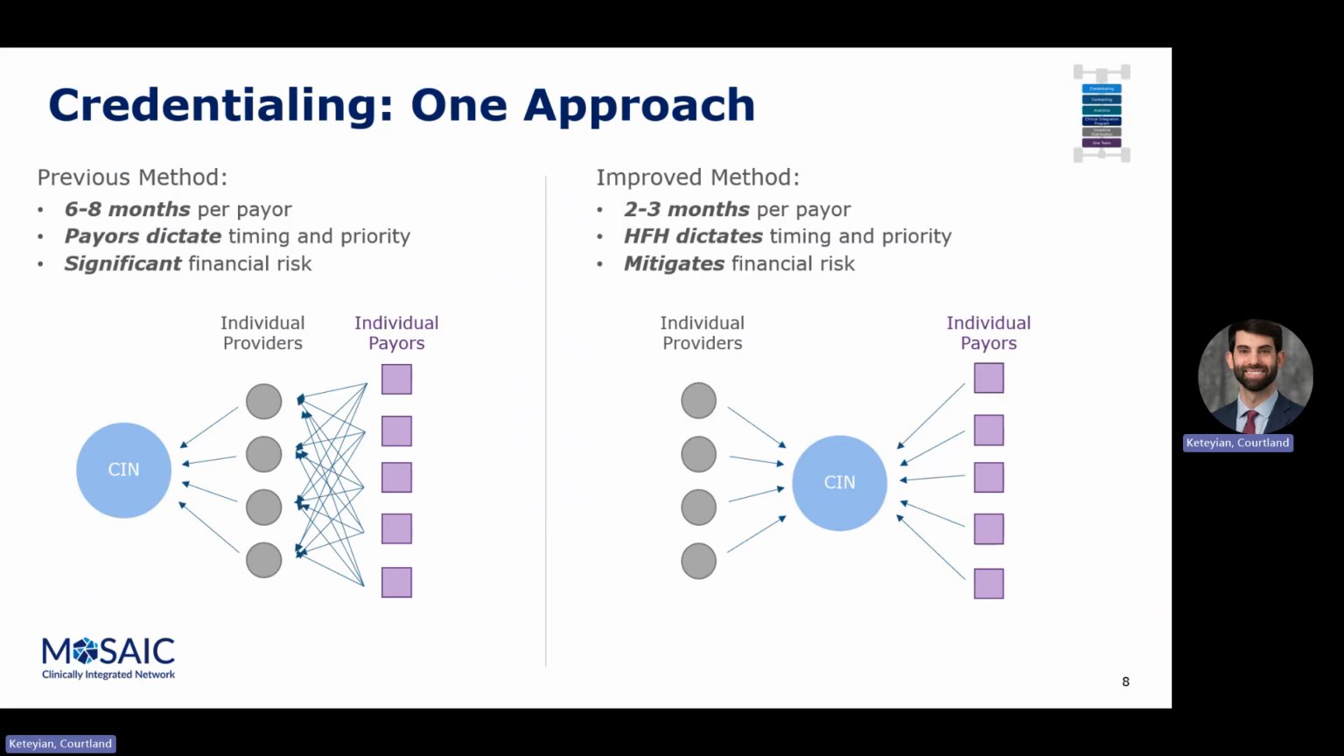What this has resulted in is a claim denial rate of basically 0.1%. So it's a very low denial rate, and that is obviously important for us in terms of onboarding, access, and also reimbursement.